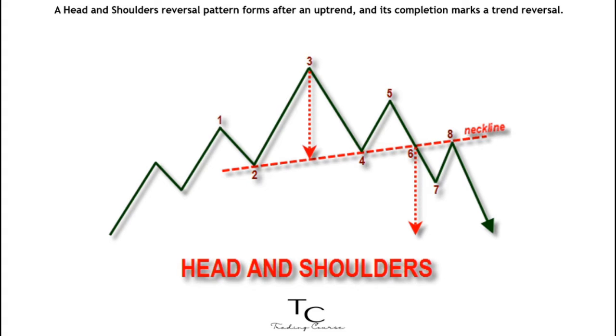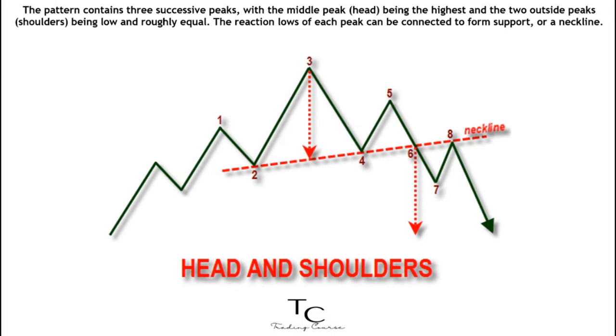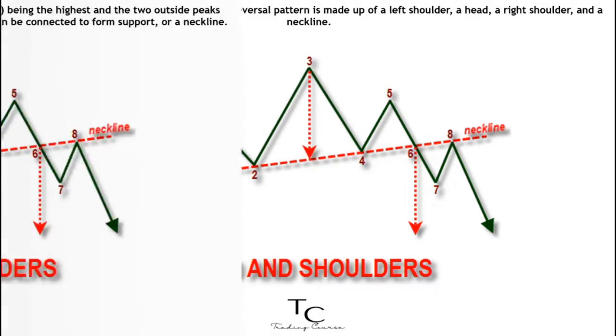A head and shoulders reversal pattern forms after an uptrend, and its completion marks a trend reversal. The pattern contains 3 successive peaks, with the middle peak, the head, being the highest and the 2 outside peaks, the shoulders, being low and roughly equal. The reaction lows of each peak can be connected to form support or a neckline.